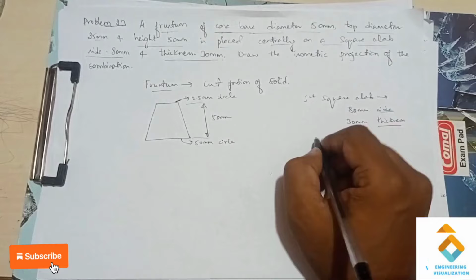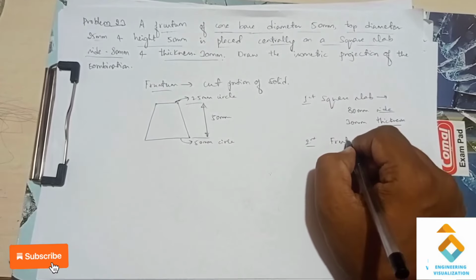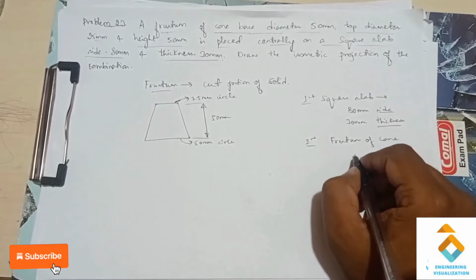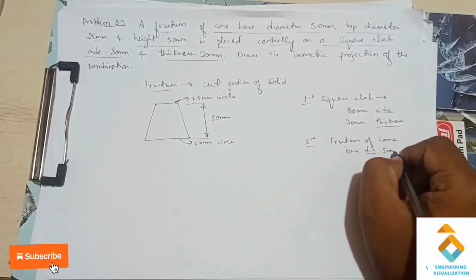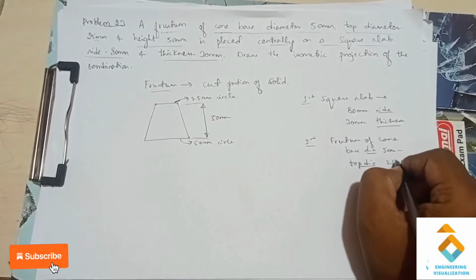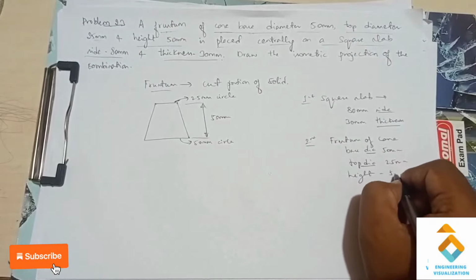Okay, so above it we have to construct the second diagram, that is our frustum of cone. In order to construct the frustum of cone, they have given the dimensions here. The base diameter given is 50 mm, the top diameter is 25 mm, and the height is 50 mm.